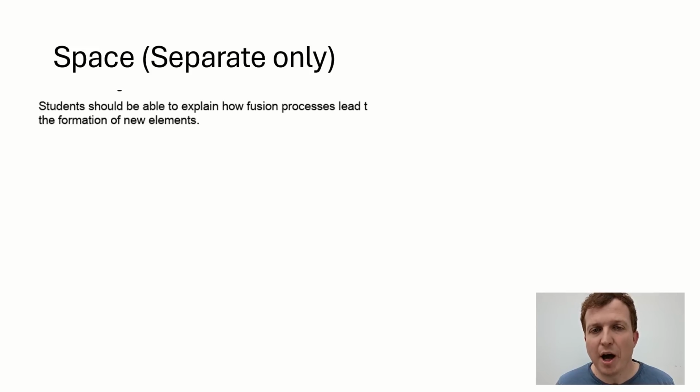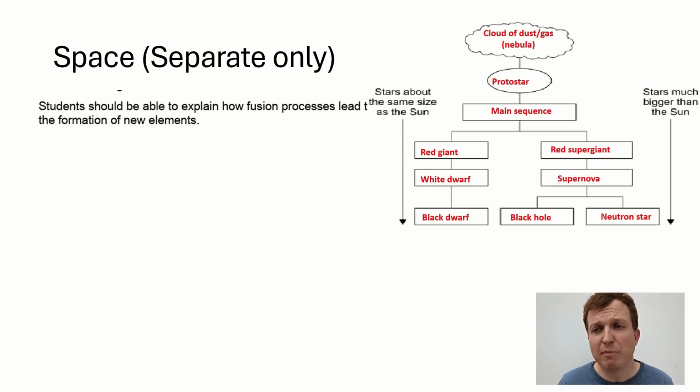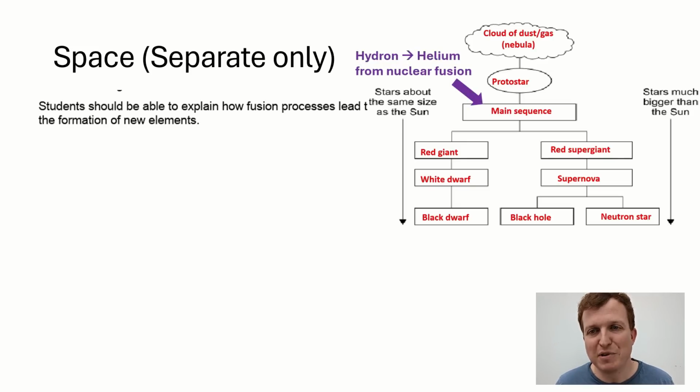Right, we're going to finish off on a little bit of space, which is a separate only topic. So when we talk about space, we need to be able to talk about how new elements are produced. We should all be familiar with the star life cycle if you're doing separate science. You need to be able to say in which part of the cycle we get different elements being produced. So helium gets produced in main sequence, which is when hydrogen becomes helium.